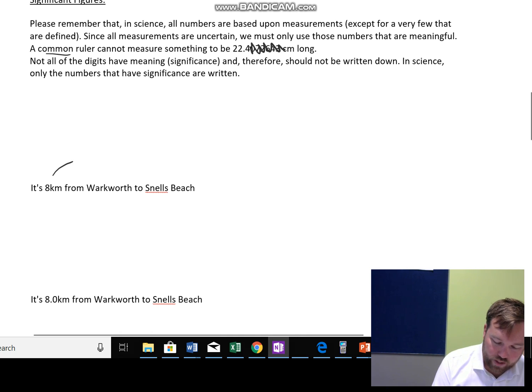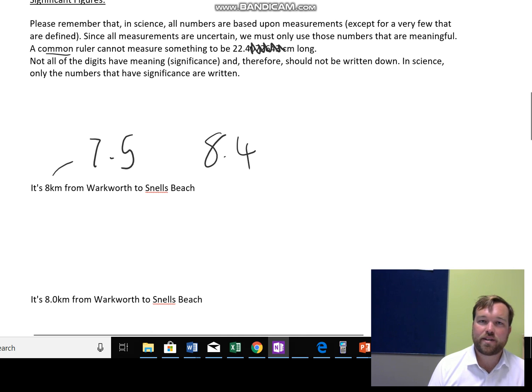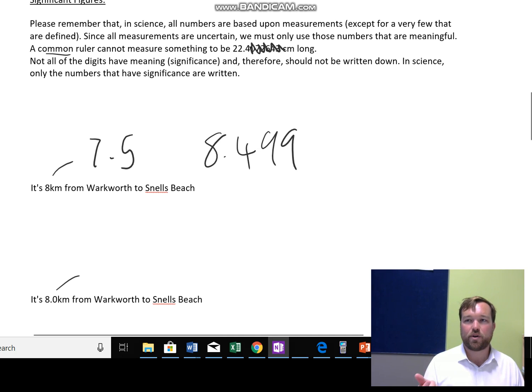This here really means it could be somewhere between 7.5 and he's rounded up because he couldn't be bothered to say two numbers, or 8.4 and he's rounded down, or 8.499 and he's rounded down. However, this one here implies a whole new level of accuracy. If I said 8.0 and the real answer was 7.5, well, that's just wrong. Because I've said the 0.0, I'm insisting that I'm accurate to the nearest 100 meters, rather than without the 0 here, I'm just accurate to the nearest kilometer.